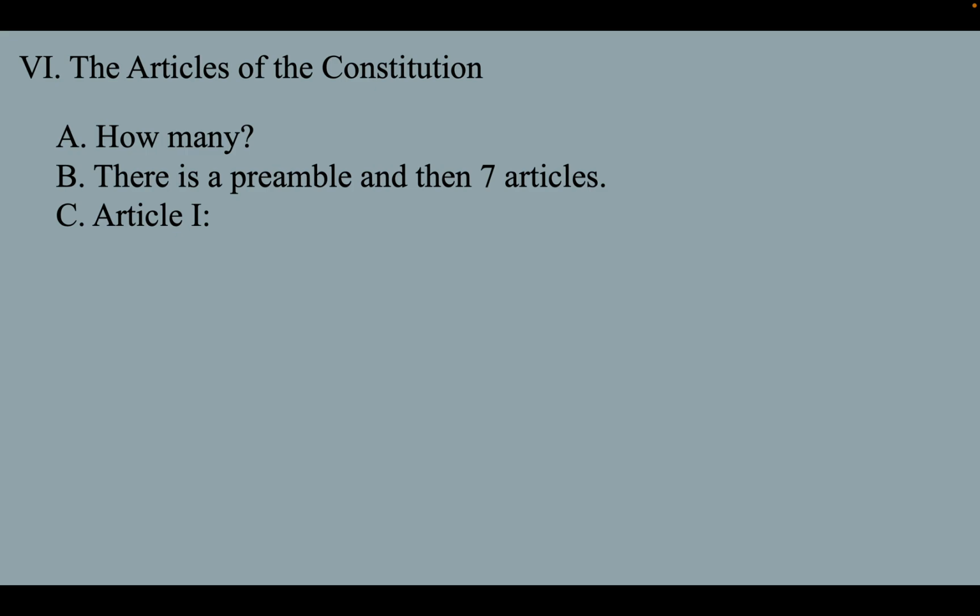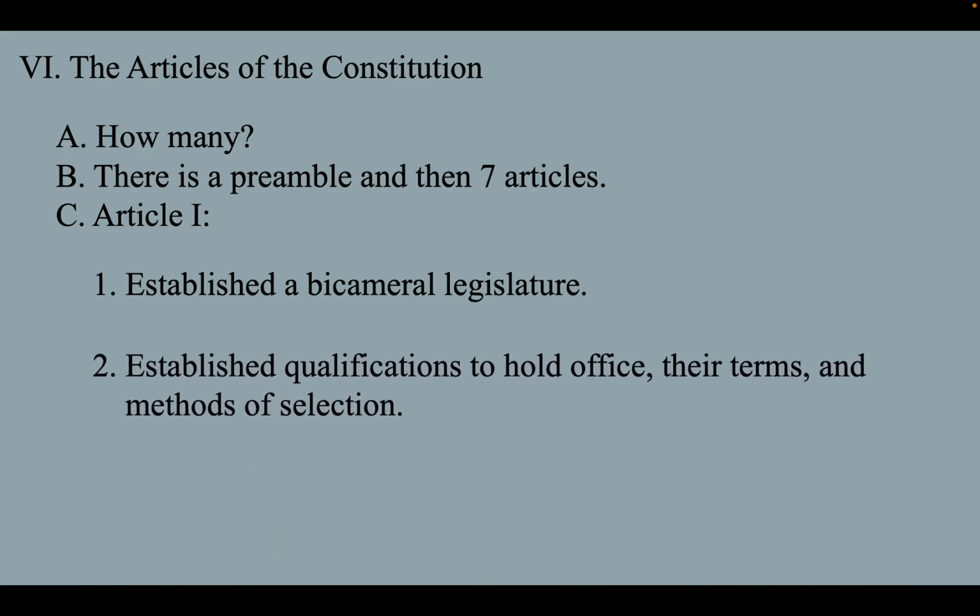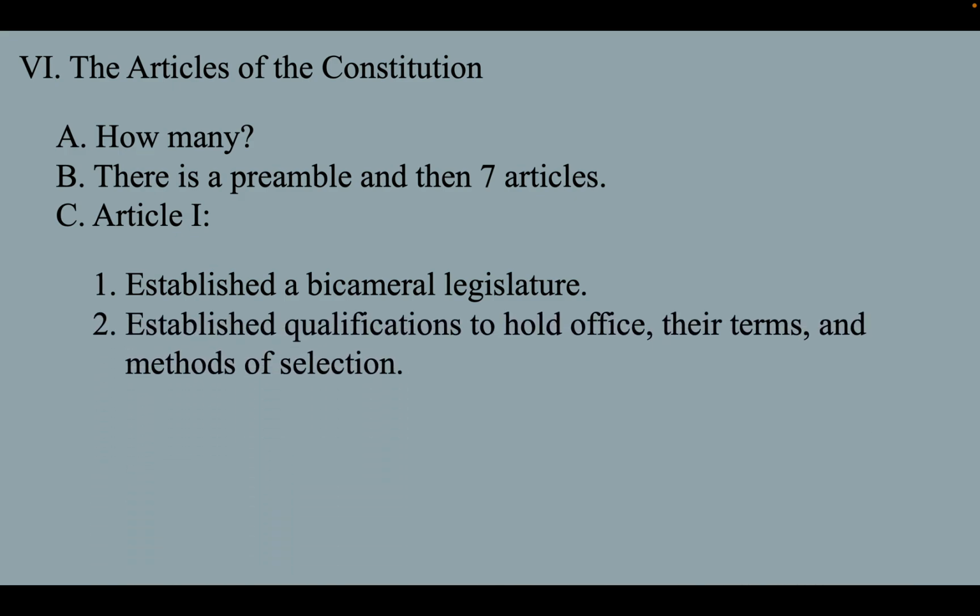Okay. Article 1 is the biggest, right? And it establishes our bicameral legislature. It establishes Congress. It then also lists the qualifications to hold office, how long their terms are, and the methods of them being selected, how they get elected. Article 1, Section 2 establishes the census. In other words, it says every 10 years Congress has to take account of the number of people in the country.